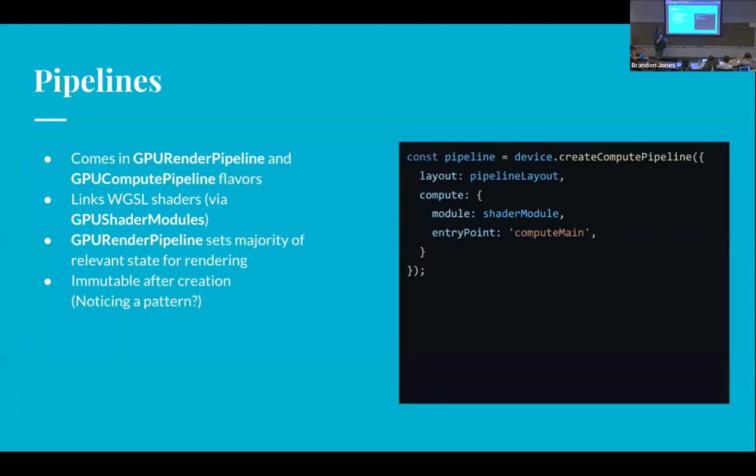Moving on, we have pipelines. We talked a little bit about the render pipelines previously. There's also a compute pipeline flavor. And these link together the shader modules. And for the render pipeline, it gives a whole slew of state that, once again, is immutable after you create it, which is a pattern that you see all throughout the API.